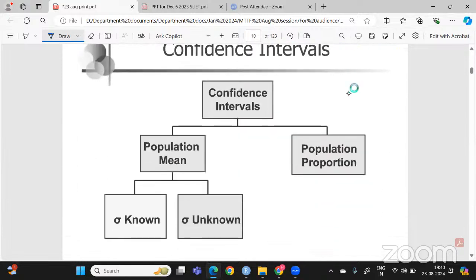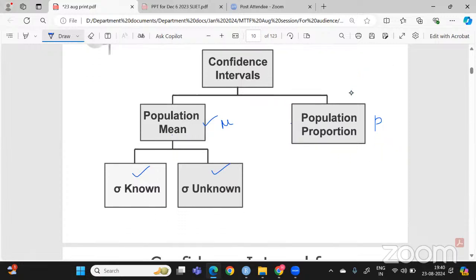Now you can see how confidence interval is further segmented into two parts: population mean and population proportion. In the population mean, we try to find the confidence interval for the parameter mu. In the population proportion, we try to find the confidence interval for the population parameter p. There are further two segments: sigma known or sigma unknown. As already discussed, based upon the information or assumptions, we will write the expression for the confidence interval for the parameter mu.